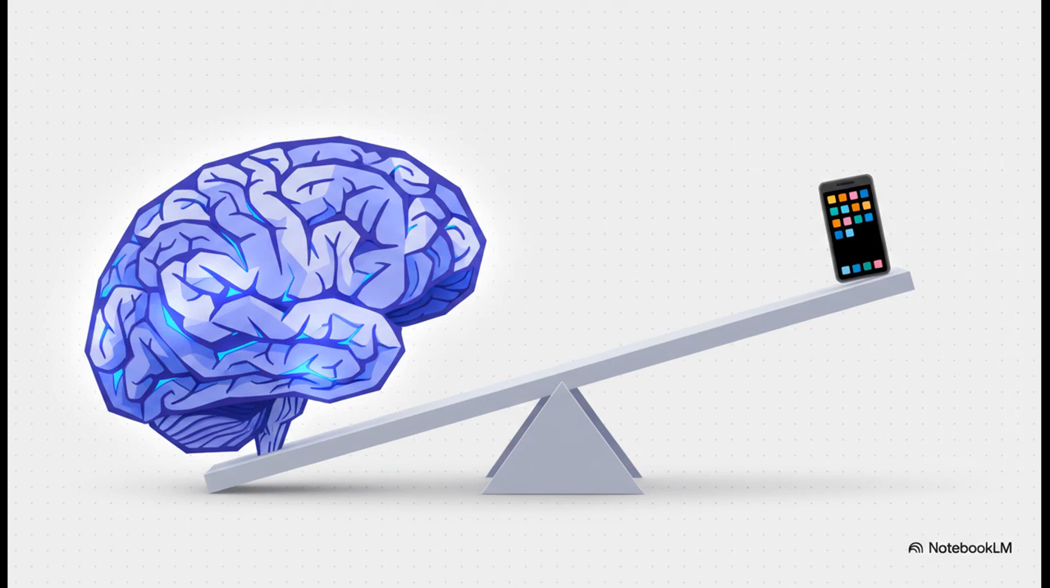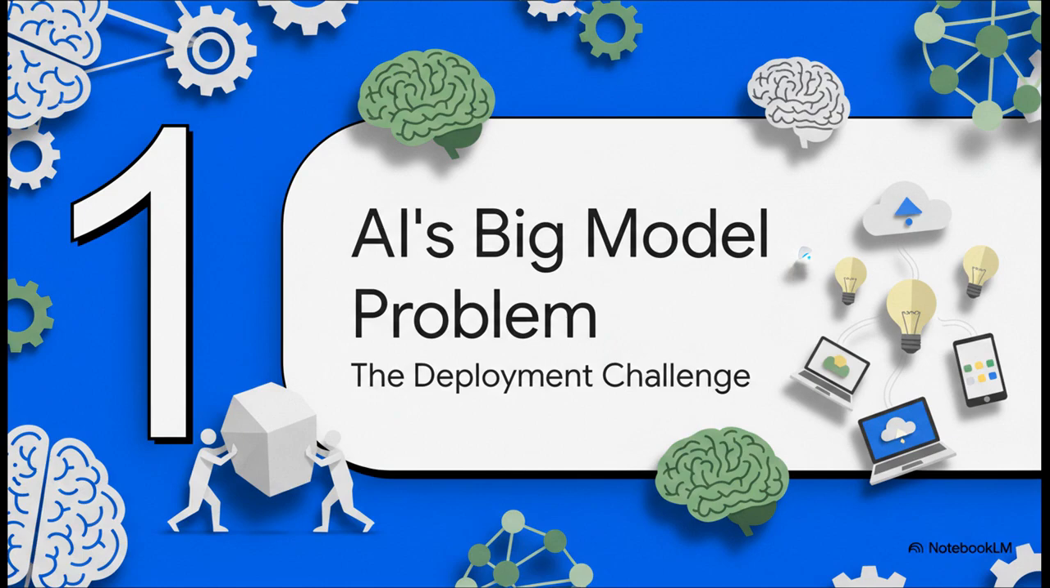On one hand, you've got the huge AI models. They are geniuses for sure, but they're also slow and super expensive to run. Then, on the other hand, you have your smartphone. It's compact, it's efficient, but let's be honest, it has pretty limited power. It really feels like you can't get the best of both worlds. So this whole conflict is what brings us to our first big topic, AI's big model problem. And it's not really a problem with the AI itself, it's a huge challenge for actually using it.